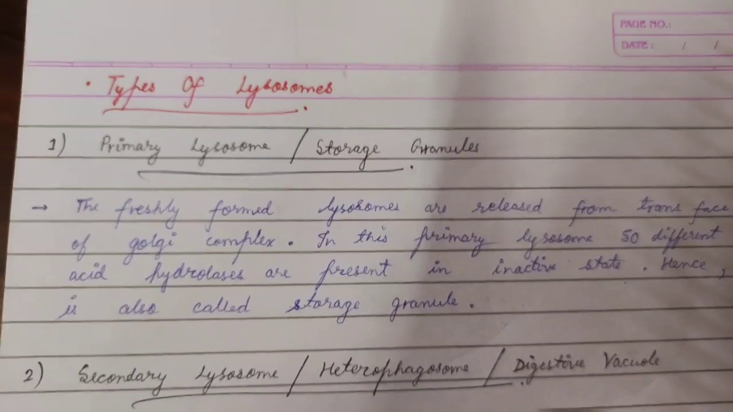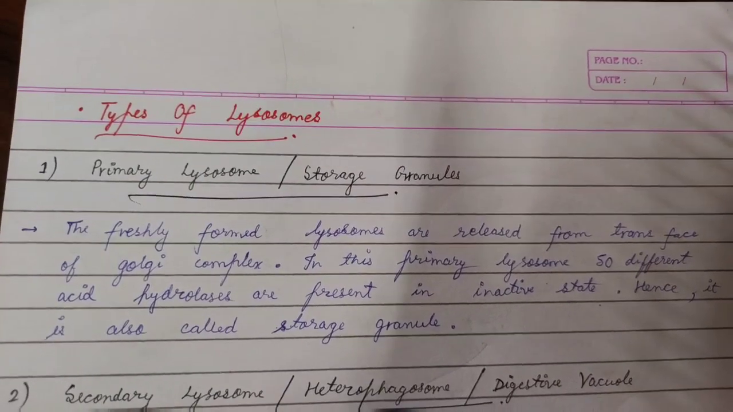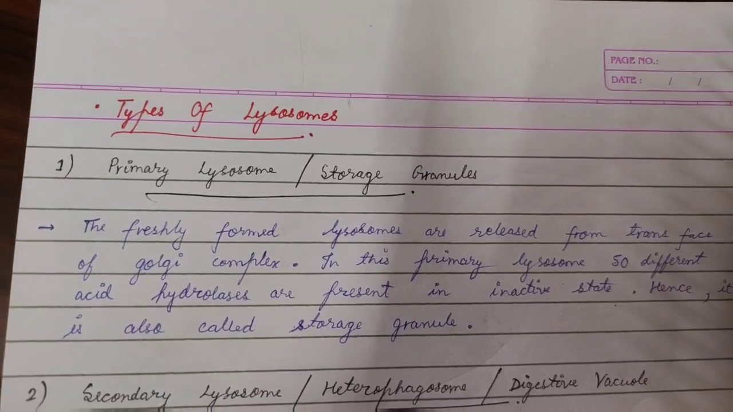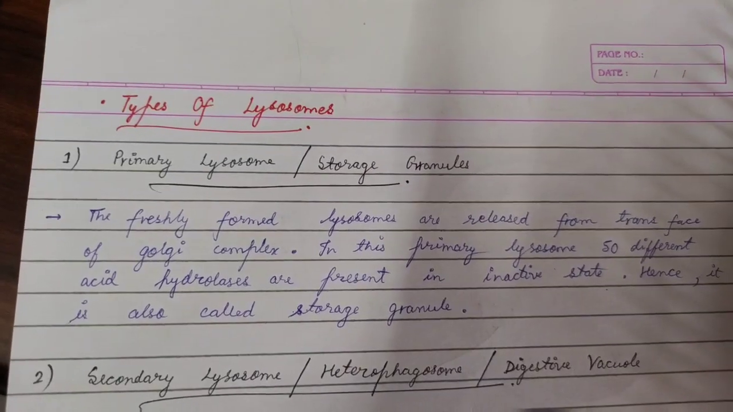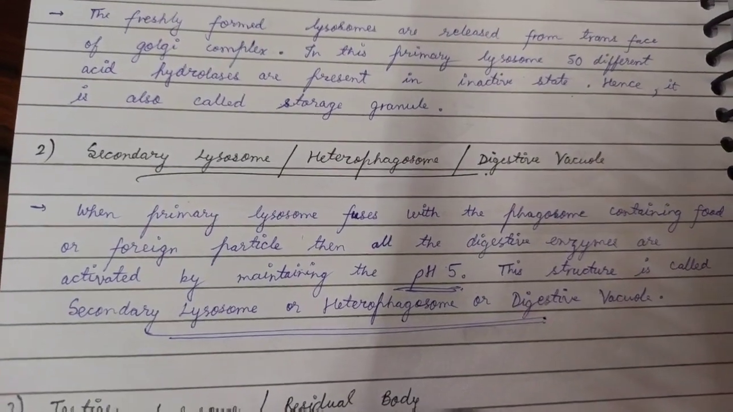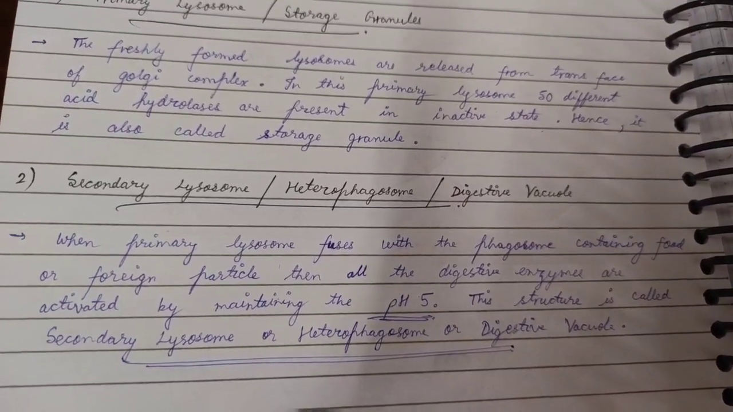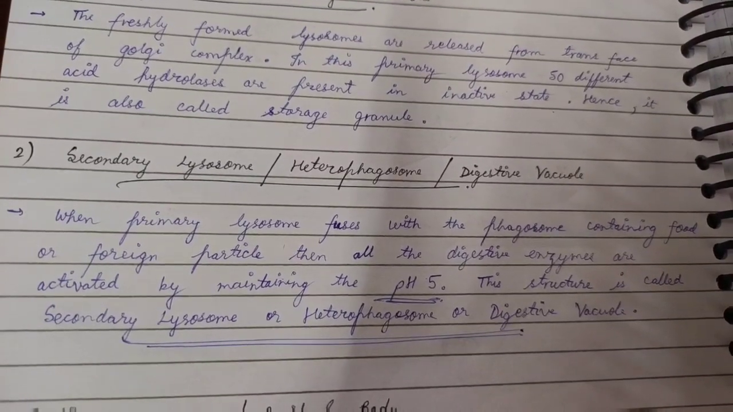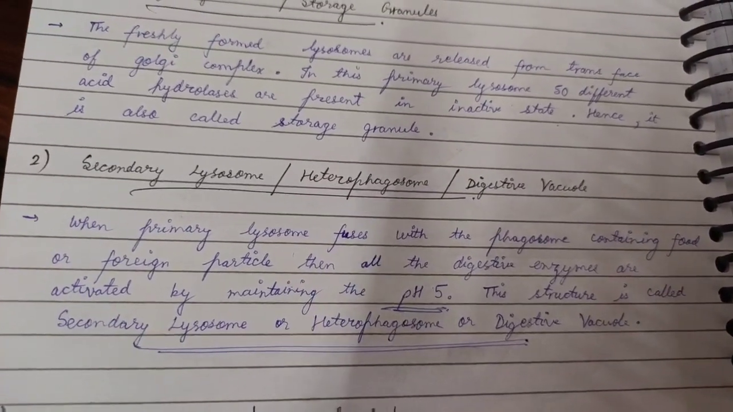Now see, primary lysosomes are the freshly formed lysosomes, and they contain 50 different types of acid hydrolases in inactive state. That is why they are also known as storage granules, because they are storing these hydrolases. Second is secondary lysosome. Secondary lysosome is formed when a phagosome containing food particle fuses with the primary lysosome. Now this structure is known as secondary lysosome, and the digestive enzymes are activated by maintaining the pH of 5.